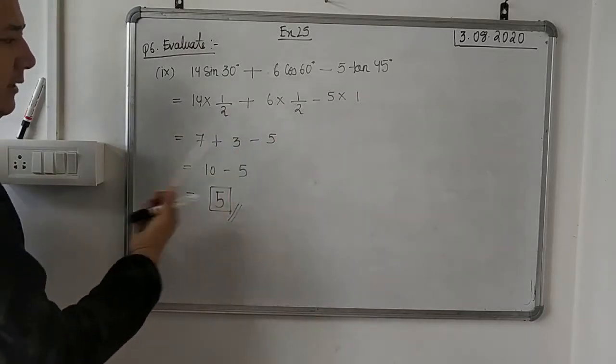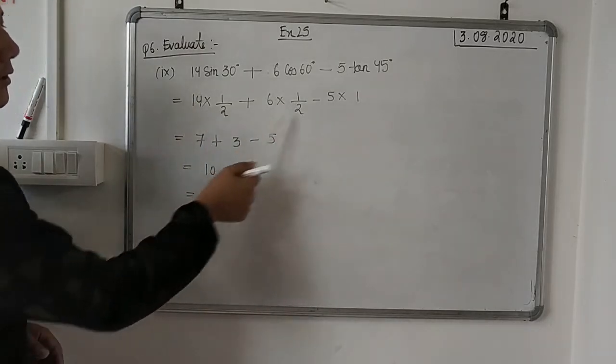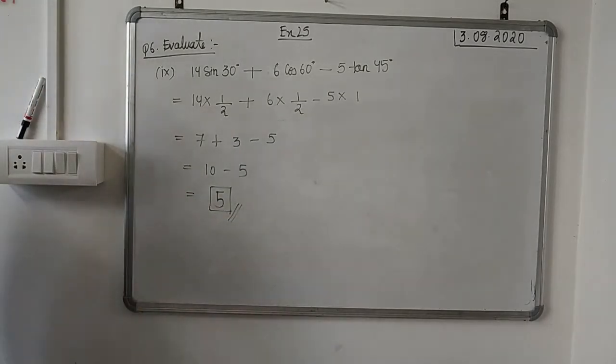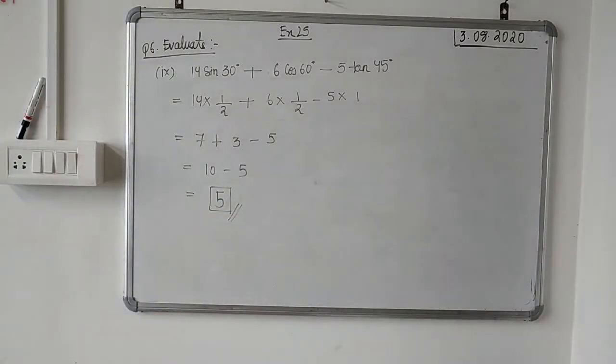So what to do? Just put the values, cancel it out. 2 7s are 14, 2 3s are 6, and 5 1s are 5. So 10 minus 5 is 5. Okay, so pause the video and note it down.